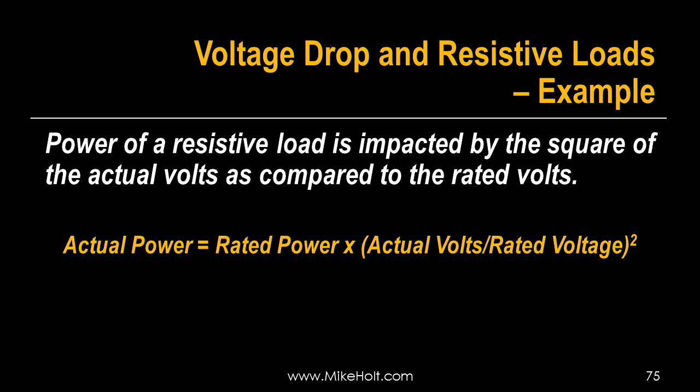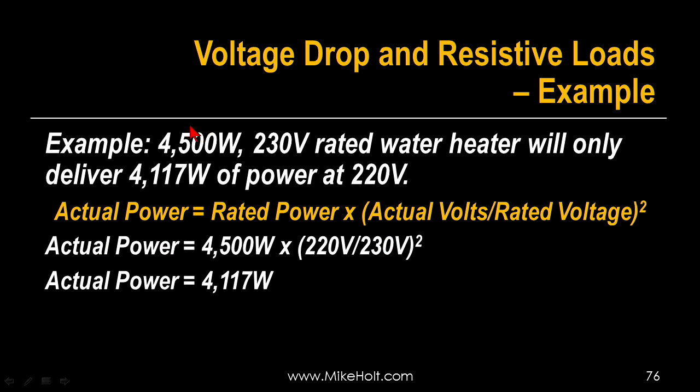Here's an example. The actual power of a piece of equipment is a function of its rated power times the relationship between the actual voltage and the rated voltage, because voltage has an effect. Let's get this example here. If I have a 4,500 watt water heater, how many watts will it consume at 230 volts?